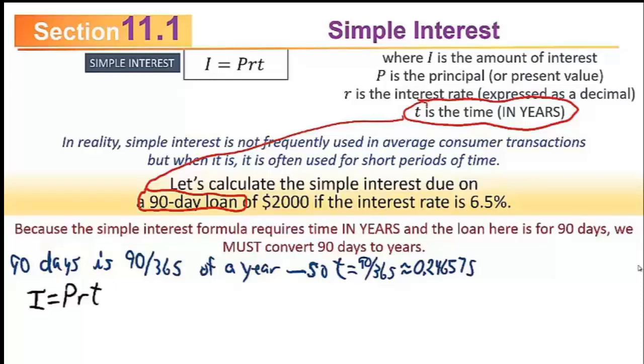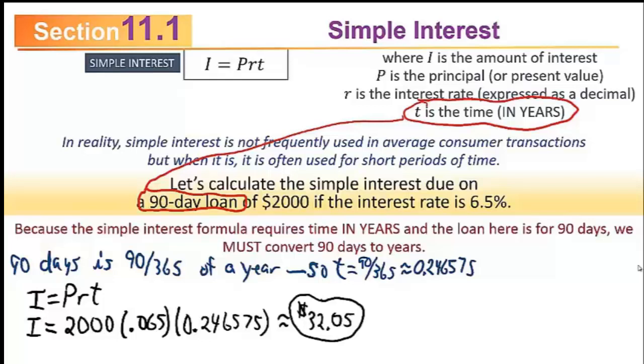Same formula. The principal is $2,000. The interest rate is 0.065, which is 6.5% written as a decimal, and the time is 0.246575. If you multiply those three numbers together, you get $32.05. So if you take out a 90-day simple interest loan at 6.5% where you've borrowed $2,000, you will owe $32.05.